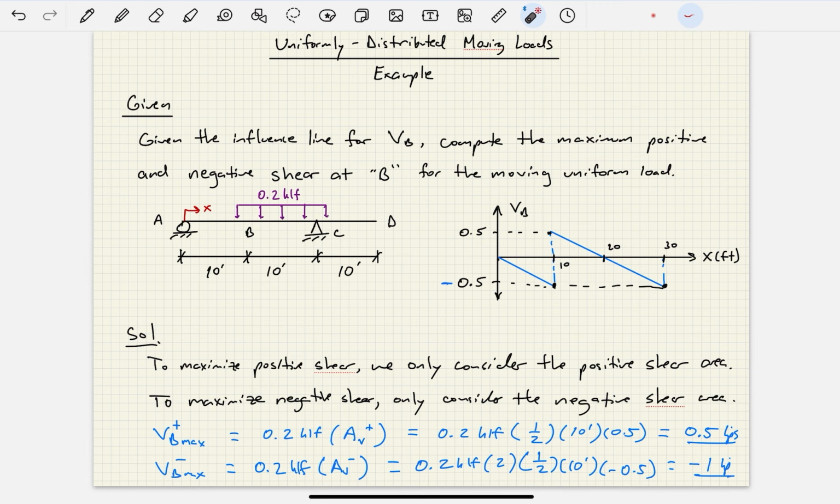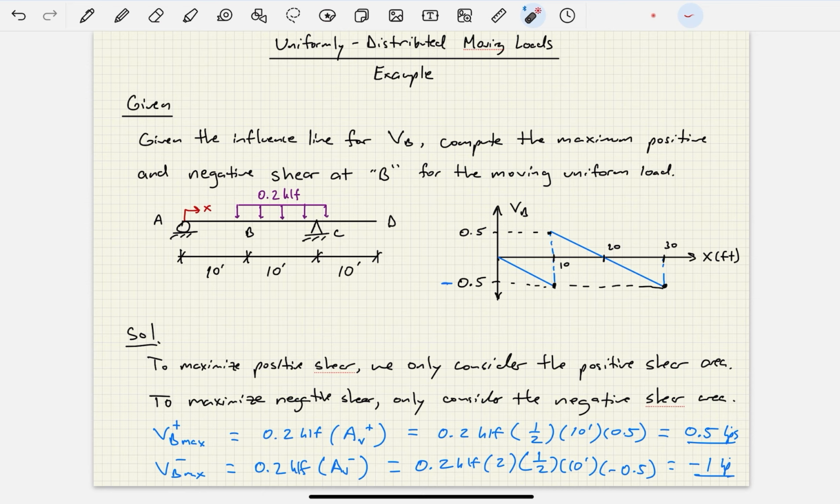And remember, what does this conceptually indicate? We've got to zoom our brains out a little bit. This 0.2 KLF is a uniform load. We don't necessarily care how long the uniform load is. We just care about its magnitude, and it's moving across this beam. So the question becomes, what are the maximum possible positive shear force and the maximum possible negative shear force for the moving load?